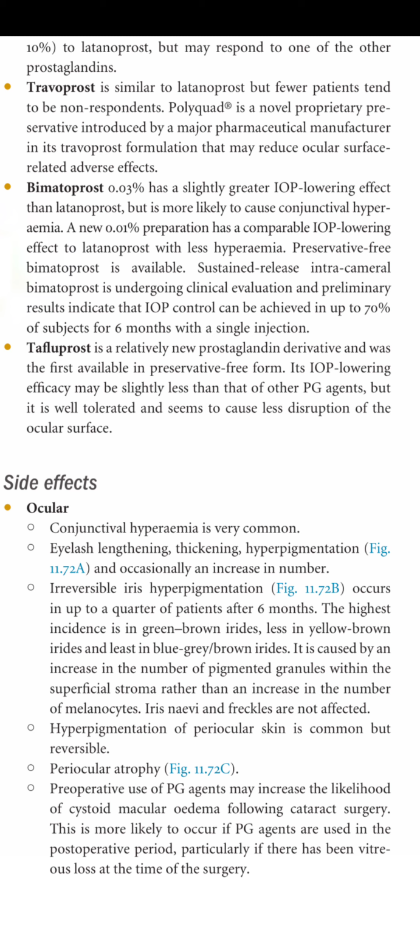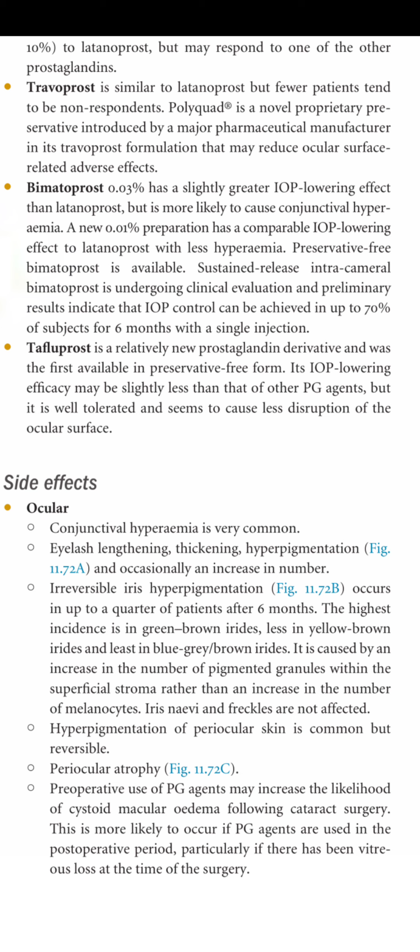It is caused by an increase in the number of pigmented granules within the superficial stroma rather than an increase in the number of melanocytes. So the pigmented granules are increased, not the number of melanocytes. Iris nevi and freckles are not affected. Hyperpigmentation of the periocular skin is common but reversible.